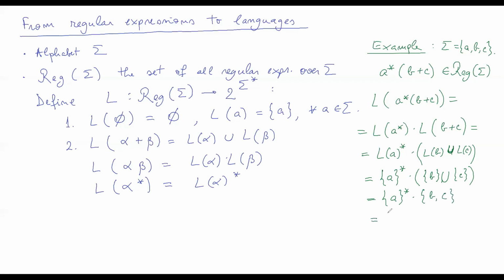So what we have in here is this language concatenated with this language. In other words, this is the set of all words of the type A to the power n B, but also of the form A to the power n C, for all n greater than or equal to 0.